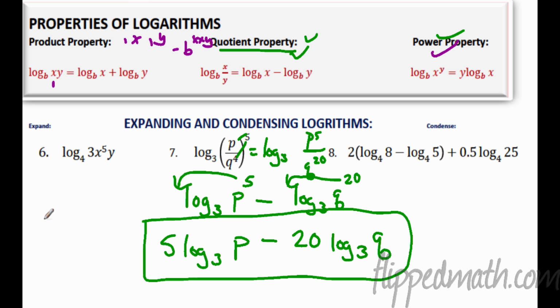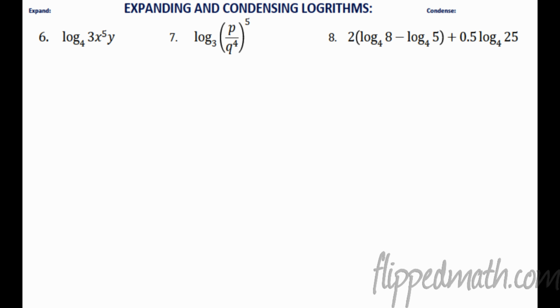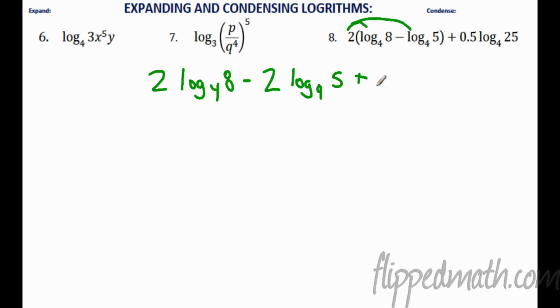Write that down because I'm going to erase all this. I'm going to need more room. Okay, number 8 now. It says condense. That's going backwards. We need to put all this stuff together. So here we go. First thing I'm going to do, I'm going to multiply this 2 to both of these terms here. Distributive property. So that's going to give us 2 times the log base 4 of 8 minus 2 times, because that 2 goes to both, log base 4 of 5. And that second term, that's not going to change in this step. Although some of you can probably see what we're going to do now. We're going to bring those coefficients up top as an exponent.